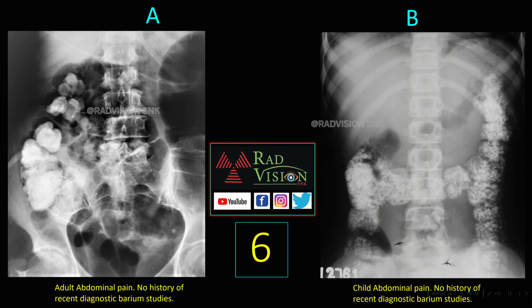Next case. Here you can see there are two radiographs. The first one is an adult with abdominal pain, with no history of recent diagnostic barium studies. The second is a child with abdominal pain, also with no history of recent diagnostic barium studies. But in both radiographs you can see a radio-opaque substance within the bowels. So what is the radio-opaque substance in the adult, and what is it in the child with no history of previous diagnostic barium studies?